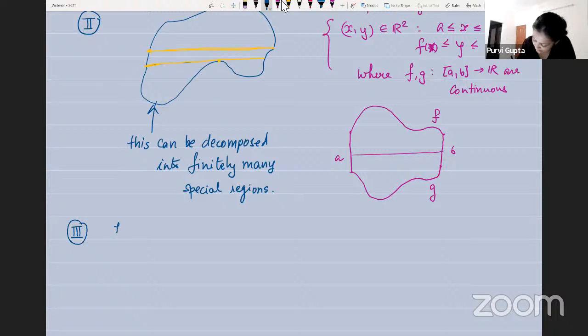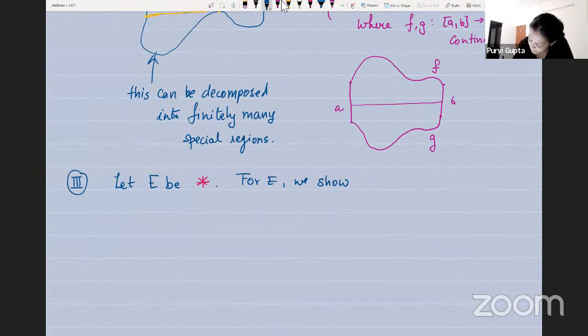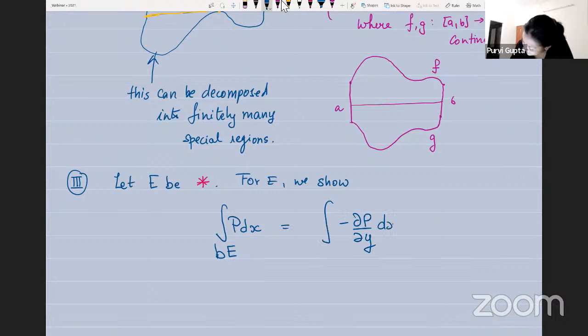So let E be a special region. And let me call this special region star. For this region E, we show only half of the Green's theorem. So what we will show is the following piece, that if I look at P dx on the boundary of E, I get the double integral of minus del P by del Y, dx dy over E.